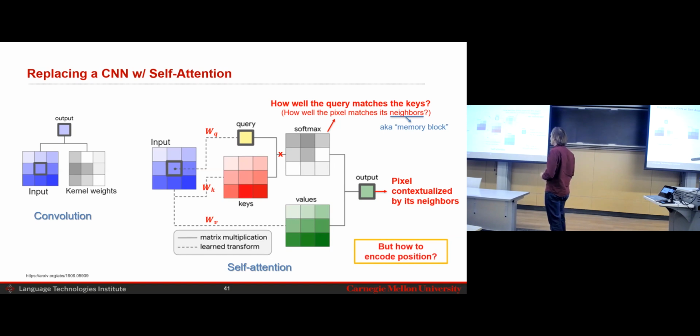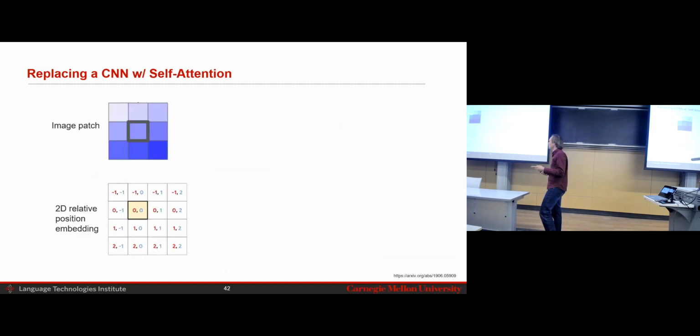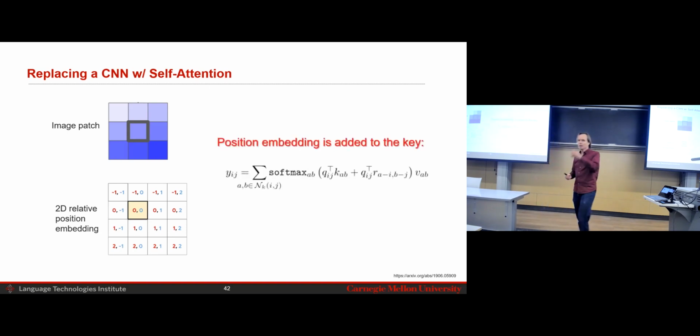But how do we encode position? That goes a little bit with an earlier question. Here, often you will use a relative embedding. So my pixel is here, and then all the other pixels, their embedding will be relative to the query. So the query and the embedding for the other.